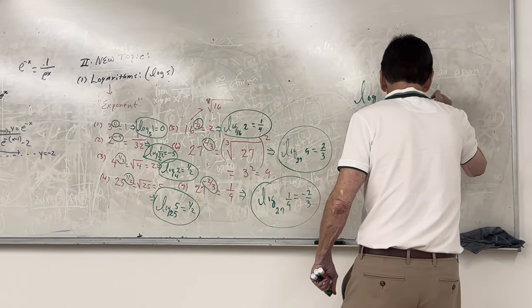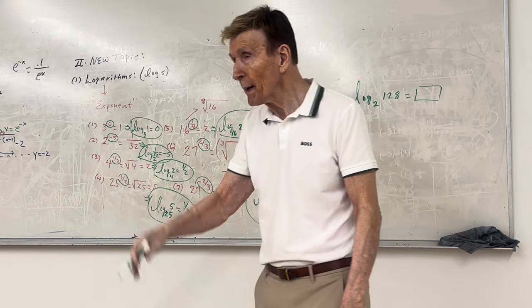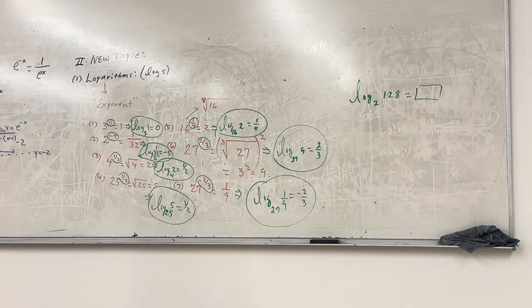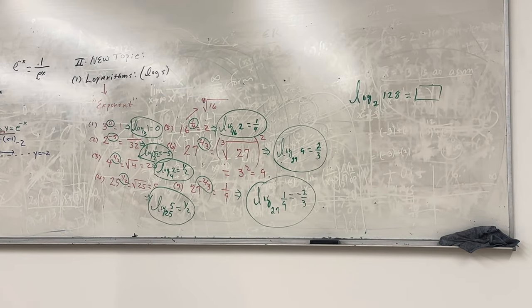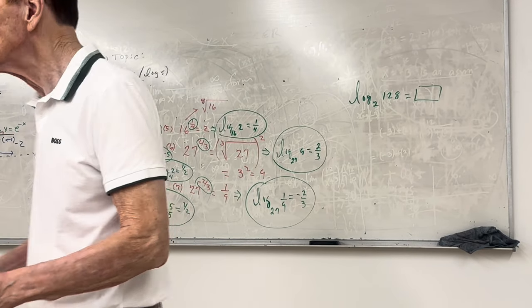And I'm looking for the answer. I'm looking for power. I think I see some hands going up. Yes? 6? No. Close. Robert? 7.